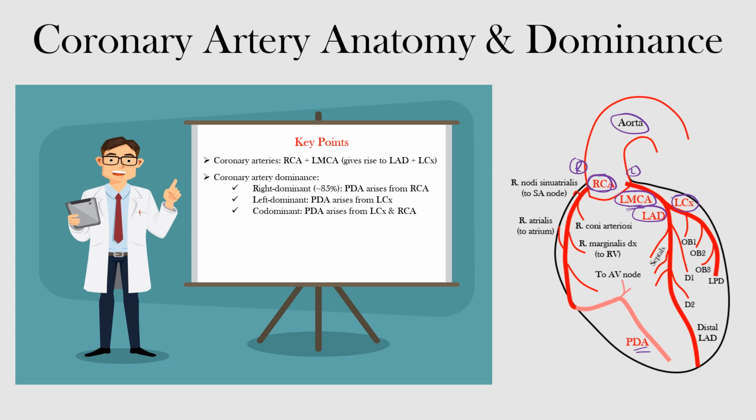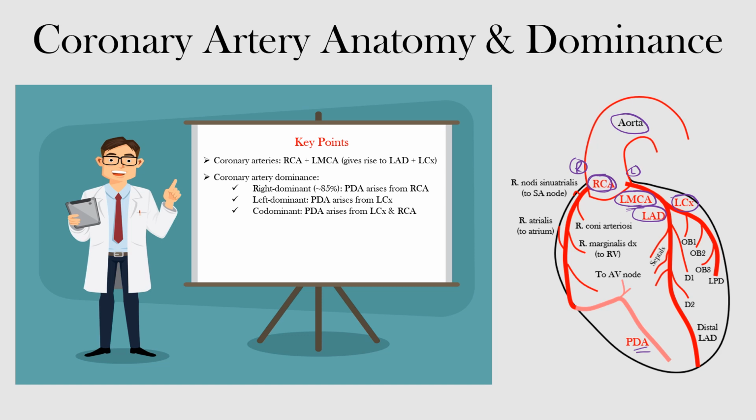In other words, a right dominant system, which is the most common variation and present in about 85 to 90% of individuals, means that the PDA is supplied by the right coronary artery, whereas with the left dominant system, the PDA is supplied by the left circumflex coronary artery. And in a codominant system, both the right coronary artery and the left circumflex artery supply the PDA. Okay, so not too difficult, but let's take a look at it.